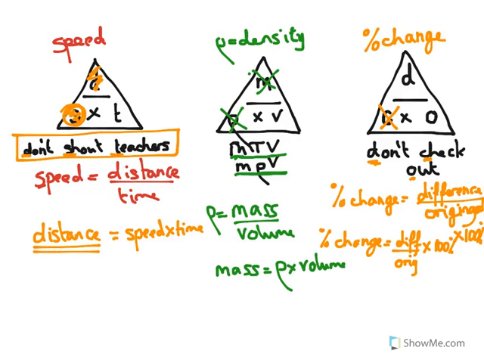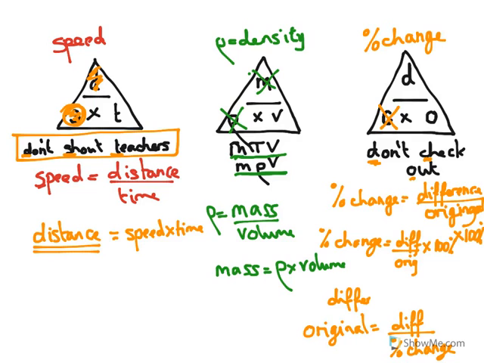If they give us the difference and the percentage change, and they asked us to work out the original price, we would be able to cover over original with our hand and say, okay, original price would equal the difference divided by the percentage change. And then using that, we would be able to get the original price.